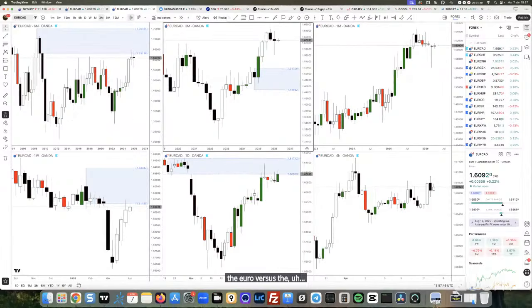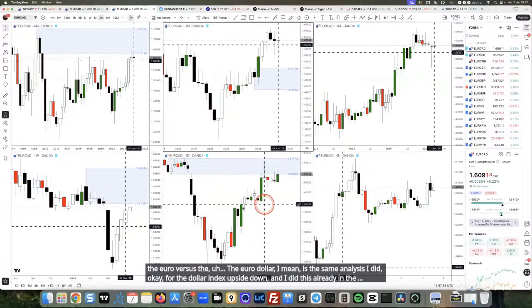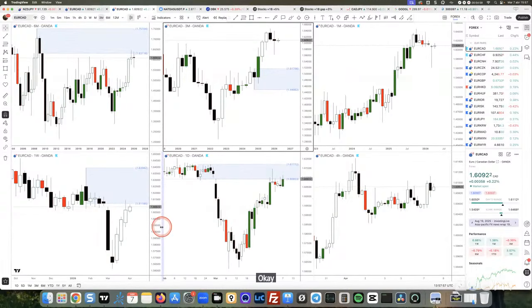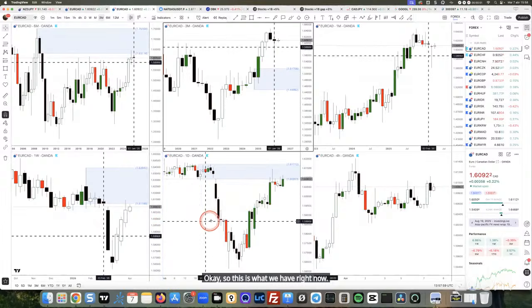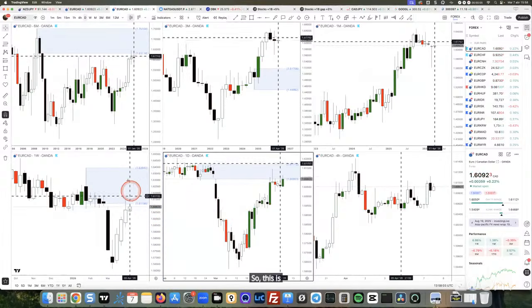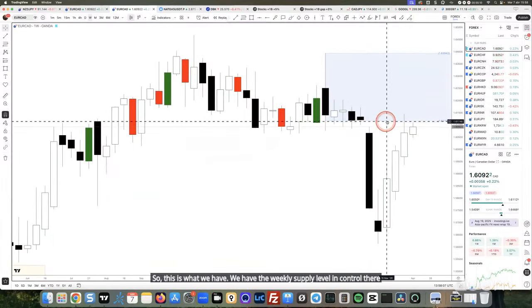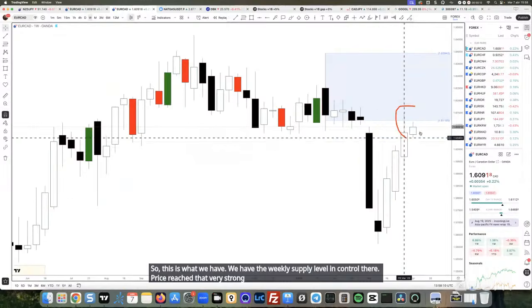Euro dollar, I mean, is the same analysis I did for the dollar index upside down. And I did this already in the previous webinars. That hasn't changed anything, okay? So this is what we have right now. We have the weekly supply level in control there. Price reached that, very strong. It's quite strong. It's trying to react.